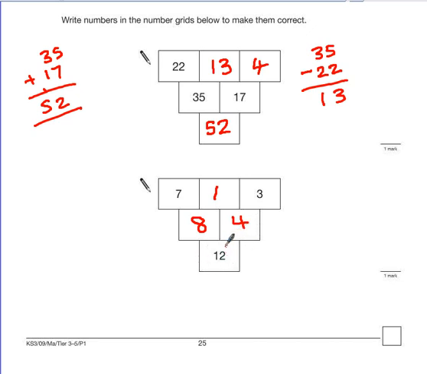Another way to do this would be to think, right, what numbers add together to give us 12? Well, 7 and 5, but we can't have 7 because that would make that 0. And again, this one has to be done through a little bit of trial and error.